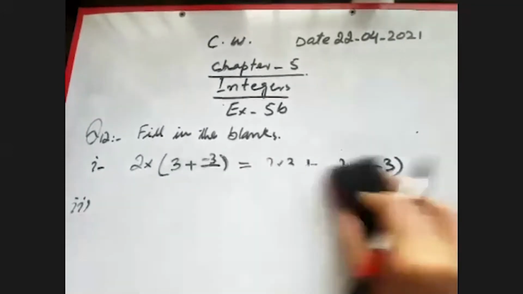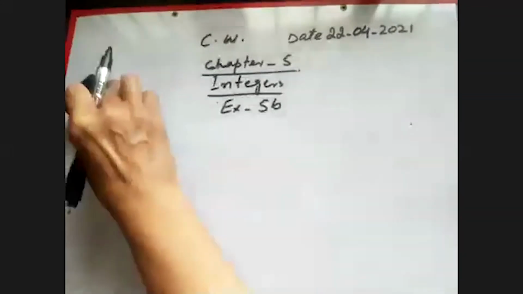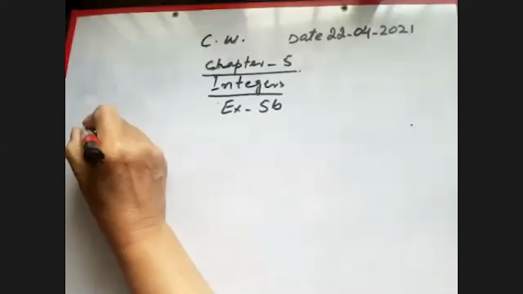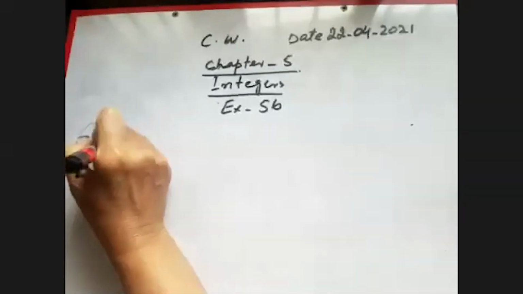Okay. Question is 13. Mrs. Ahmed was born in 1898 and died in 1971. How long did she live? You have to find out the age of Mrs. Ahmed.